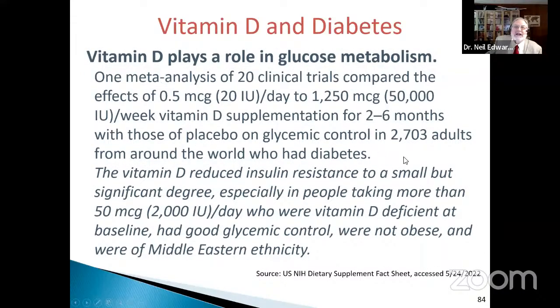Here's another meta-analysis taking 50,000 a week supplementation for 2 to 6 months versus placebo. Those taking more than 2,000 units a day who were vitamin D deficient at baseline, had good glycemic control, were not obese, and were of Middle Eastern ethnicity, had a reduced insulin resistance, a significant amount.